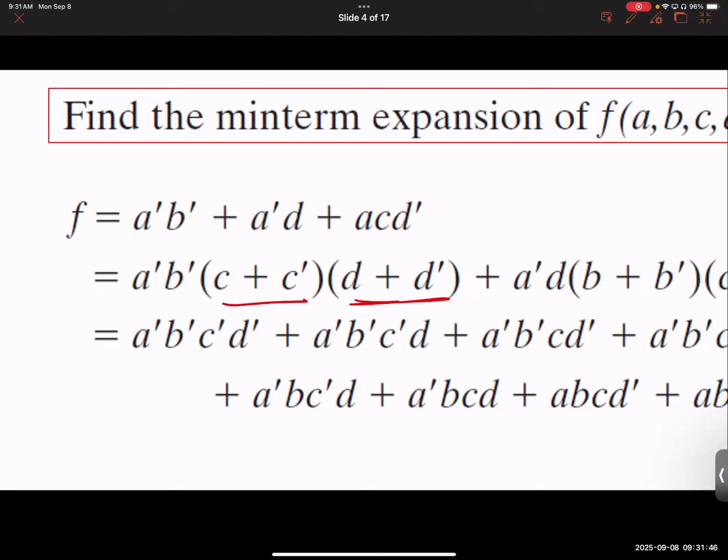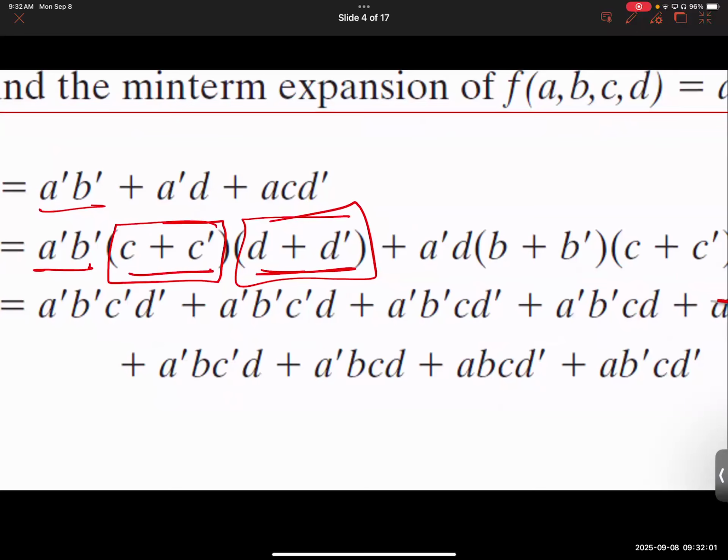Are you still with me? Okay, so you had A and B already. I just decided to bring in C plus C prime and D plus D prime without changing anything. I'm just going the other direction, as you see, just making it more expanded.